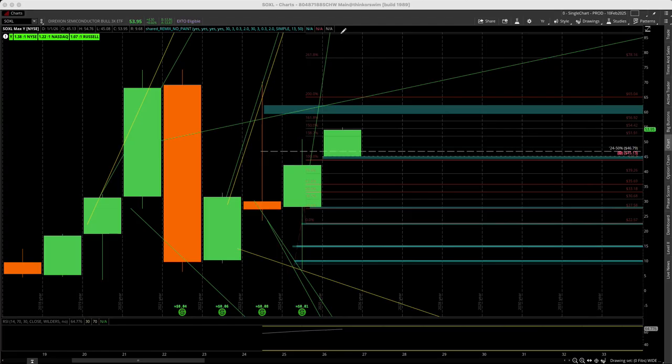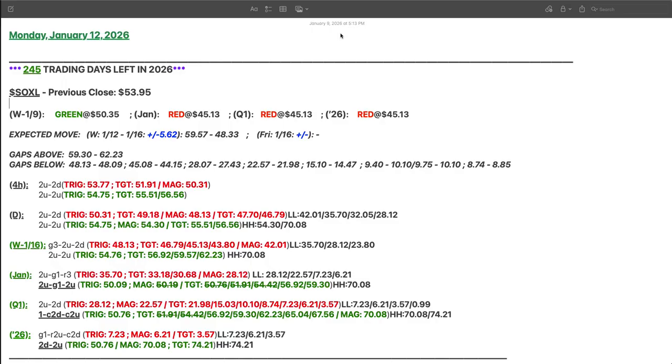So if we go to our notes, this is for Monday, January 12th. There'll be 245 trading days left in 2026 on Monday. The close price on Friday was $53.95. We got to get rid of this because we don't know what the flip will be for the week. But we know the month, the quarter, and the year turn red at 45.13. And here's that plus or minus $5.62 market makers expected to move for the week. With the close on Friday being $53.95, adding and subtracting $5.62 from the 53.95, we get a range of 59.57 to 48.33.